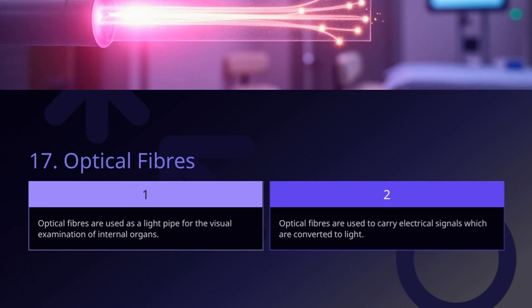Another interesting application is in medical examinations. Optical fibers act as a light pipe, which means they help us see inside the body without invasive surgery. They are used in devices like endoscopes to examine internal organs, providing clear visuals and aiding in diagnosis and treatment. Overall, optical fibers are a perfect example of how light can be harnessed for both communication and healthcare, connecting different fields and improving our lives in many ways.